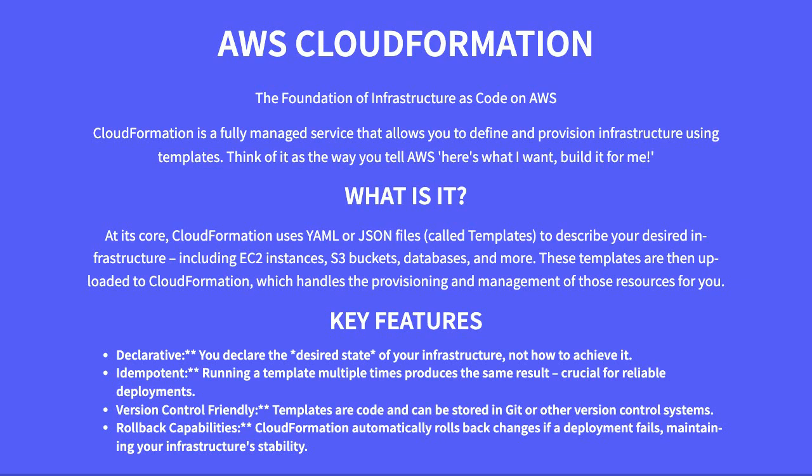It's a fantastic way to ensure consistency and reliability because it's declarative, meaning you just say what you want, not how to get there. And because it's idempotent, running the same template multiple times will always result in the same infrastructure. Plus, it integrates really well with version control systems like Git, making collaboration and rollback super easy.